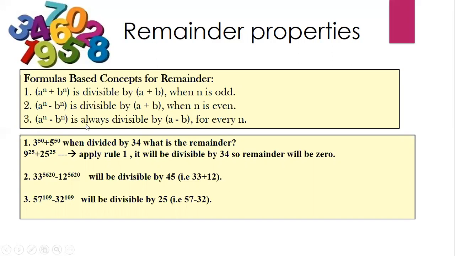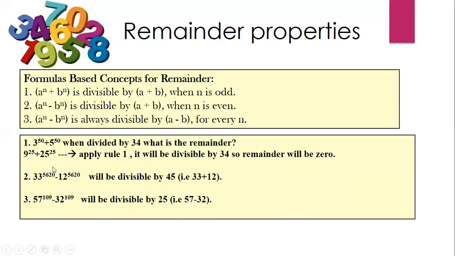the remainder? Here we have an even power, right? I can say it will be divisible by 2, but I cannot say whether it will be divisible by 34 or not. So now I need to make my power an odd number. I can write it as 9 power 25 plus 25 power 25. Now based on the first rule, 9 power 25 plus 25 power 25 will definitely be divisible by 9 plus 25, which is 34. So our remainder will be 0.